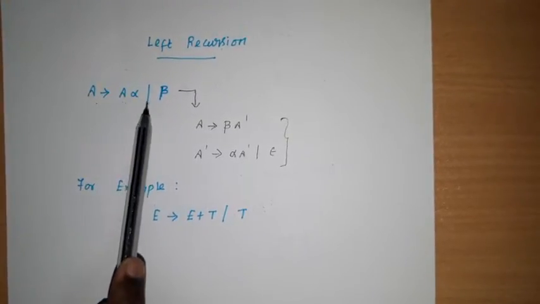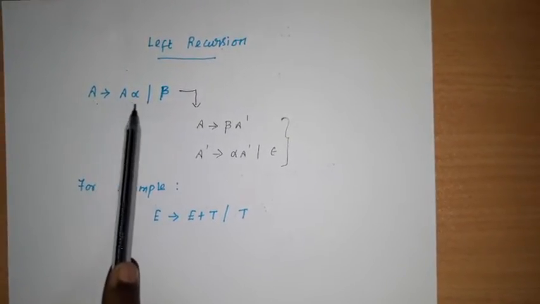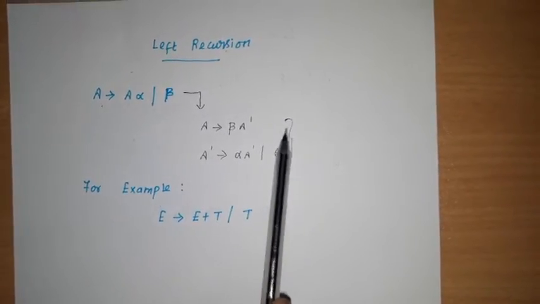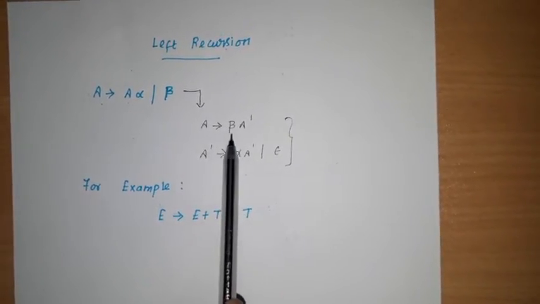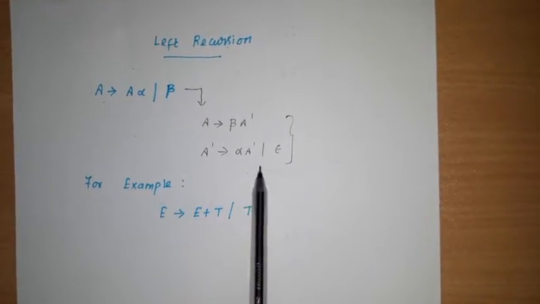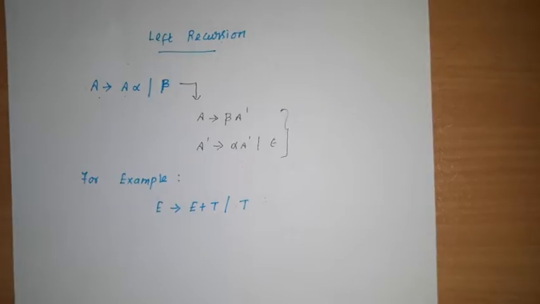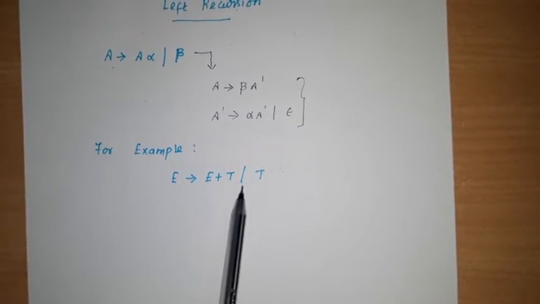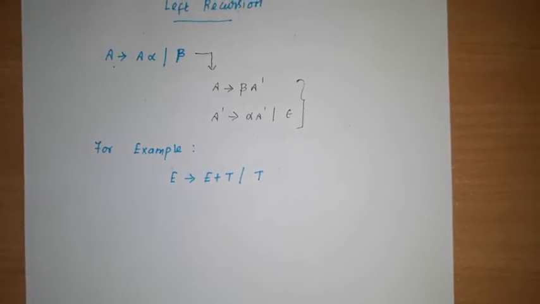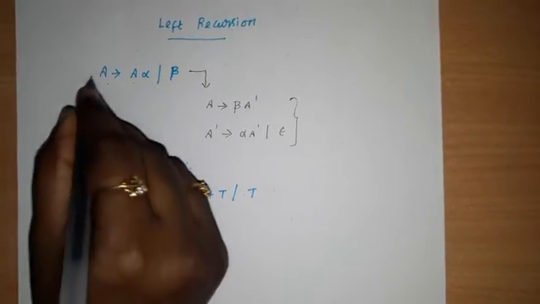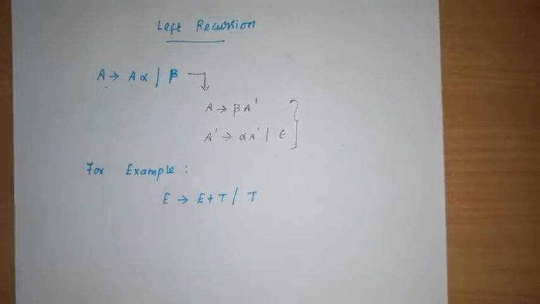So if the grammar has the form of A tends to A alpha slash beta, then it can be eliminated by these two rules. A tends to beta A dash, A dash tends to alpha A dash slash epsilon. Let us take one example. E tends to E plus T slash T. Now we compare the grammar with the original form of the left recursion form of the grammar.